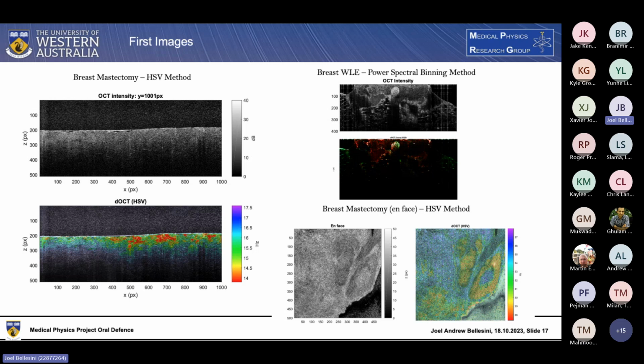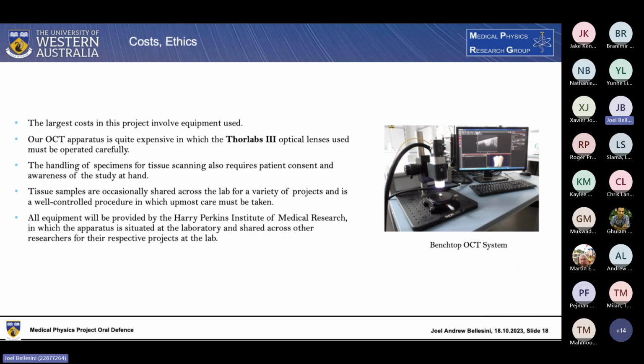So I know I'm conscious of time, but here are some images of what we've got so far. Here's the HSV method on breast mastectomy. We can see definitely enhanced contrast and pickup of tissue type. The power spectral binning method doesn't seem to work incredibly well on tissue scales. I think there'll be some adjustment of those power binning frequencies to make this work, because that's obviously a manual input. It's not as systematic as the HSV method. But we've also done fast imaging, which means 3D, and this is a slice over a duct within breast tissue to show how we can still get contrast even when doing 3D acquisition parameters.